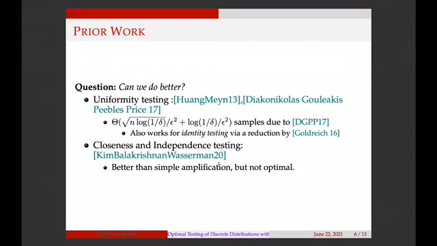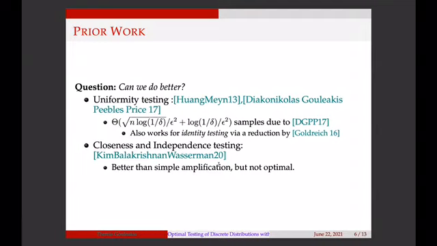As you can see from this bound, the number of samples remains sublinear even for error probability as small as 2 to the minus n, which would not be the case with the naive approach. This bound is due to a paper by Diakonikolas et al. Also, apart from uniformity, this also works for identity testing using a reduction by Goldreich. So now for closeness and independence testing, that's the topic of this talk.